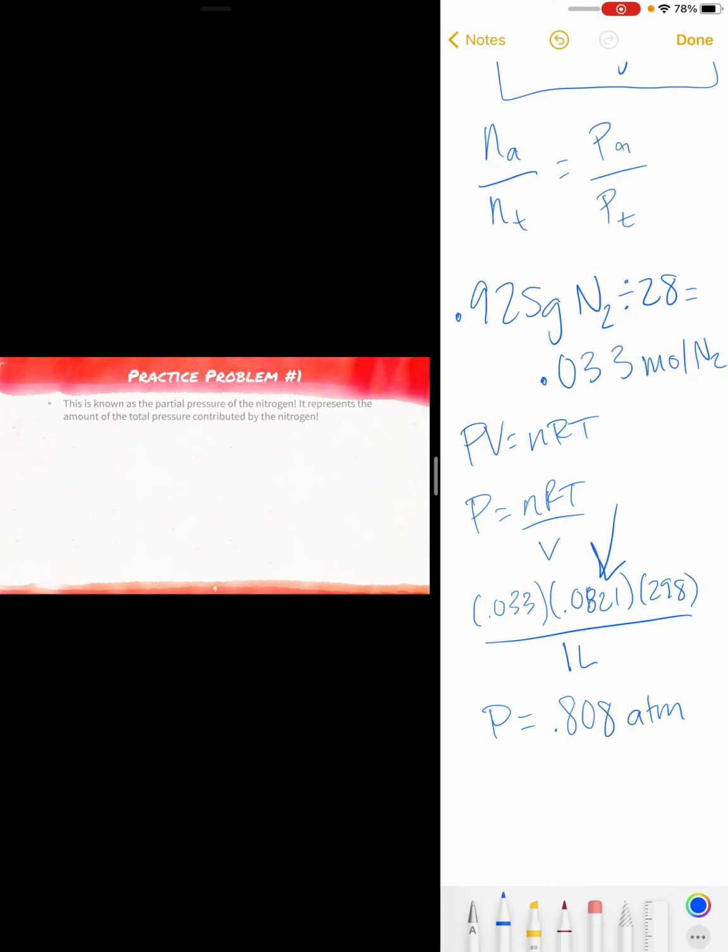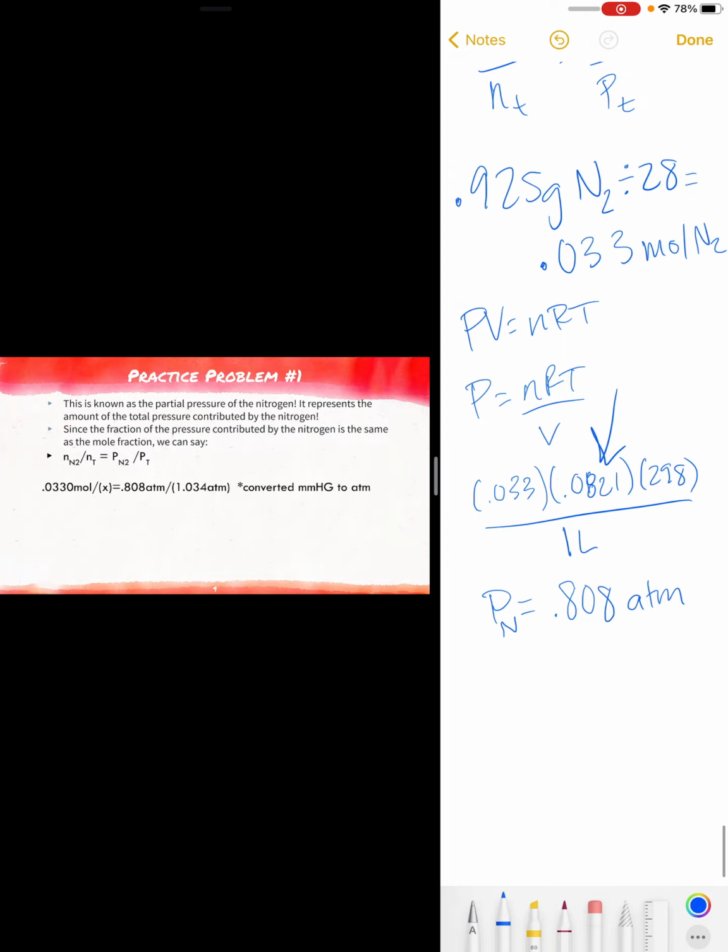Okay, let's see what to do next. So this is known as the partial pressure of nitrogen. So I'm going to put P in. It also represents the amount of total pressure contributed by nitrogen. Since the fraction of the pressure contributed by nitrogen is the same as the mole fraction, we can say this. So N of nitrogen over N total equals pressure of nitrogen over P total.